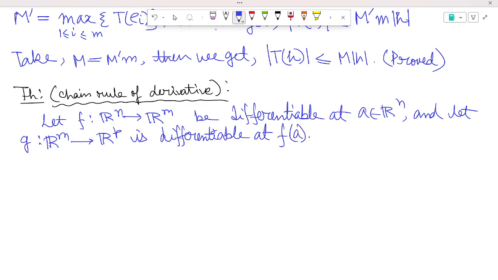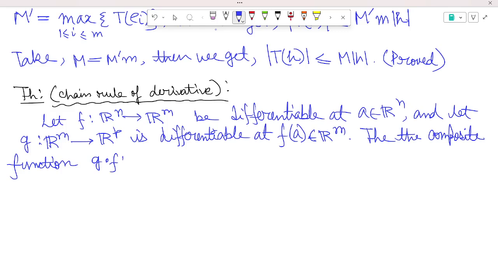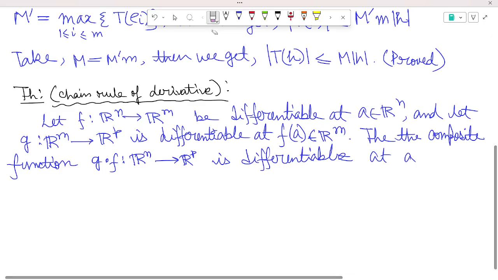If f(a) obviously belongs to Rm, then the composite function. What is the composite function here? The composite function is g compose f, which is defined directly from Rn to Rp, is differentiable. So why will it be differentiable? Because it will take the value a. So it is differentiable at a, not f(a). At the point a.